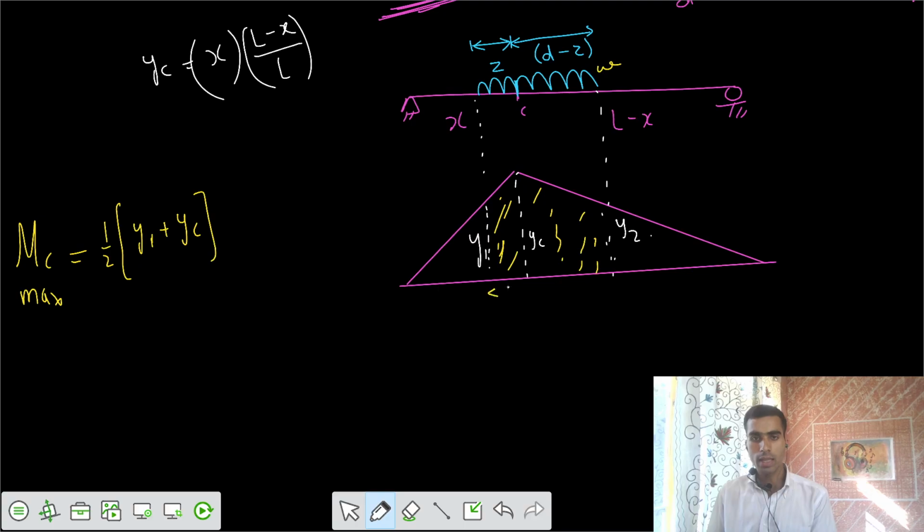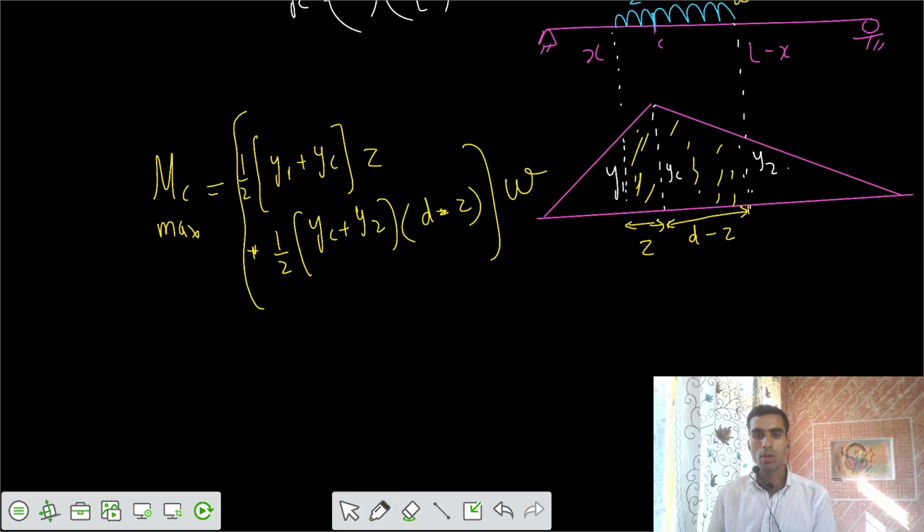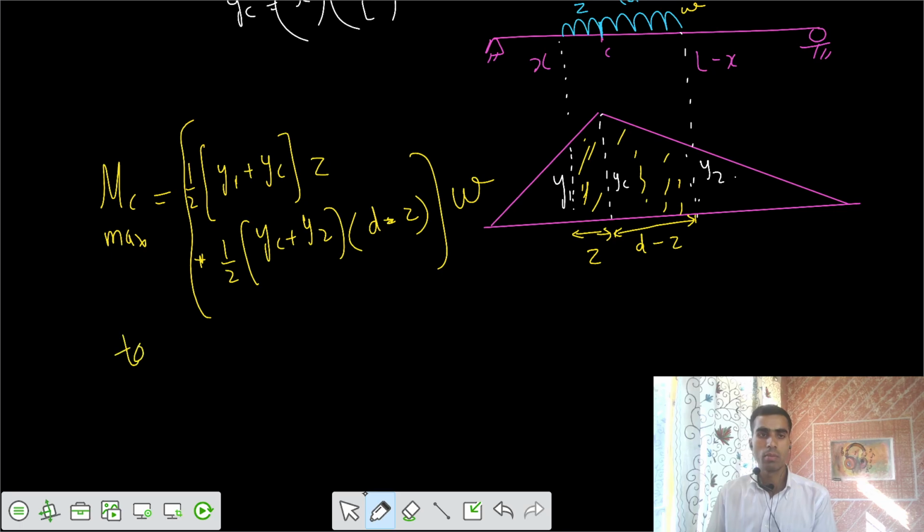For what is this length? Can you tell me what is this length? For the length of Z. And plus area of the next trapezium, that's YC plus Y2, for the length of, what is this length? This is D minus Z. So D minus Z. And the whole we have multiplied by that intensity W. I want this value of MC to be maximum. I want to maximize it.